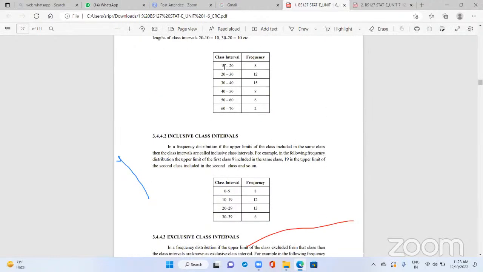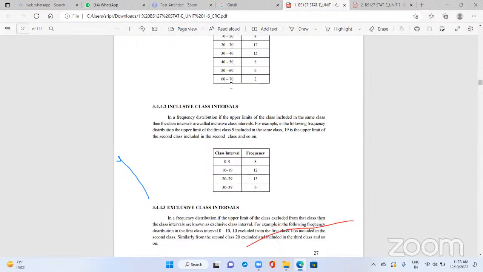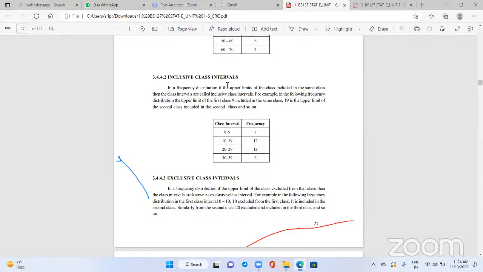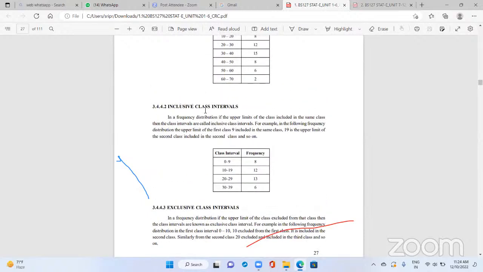Here you can see 10 to 20, 8 members. Then 20 to 30. Here 20 is nothing but 10 to 19.999, and the next is 20 to 29.999, and so on. That is the understanding point. But generally we write 10 to 20, 20 to 30, 30 to 40. You can take the lower limit, but you should not take the upper limit. That is known as exclusive intervals.